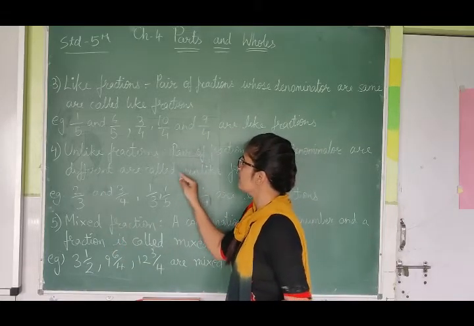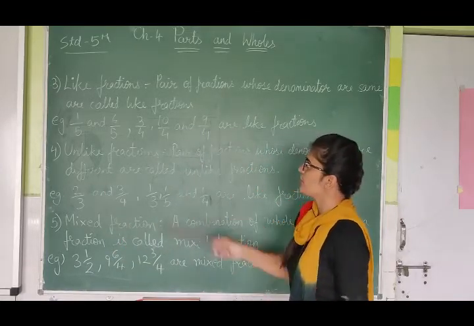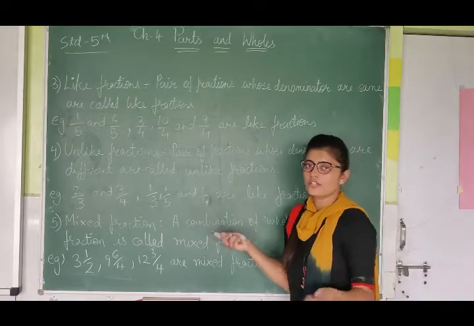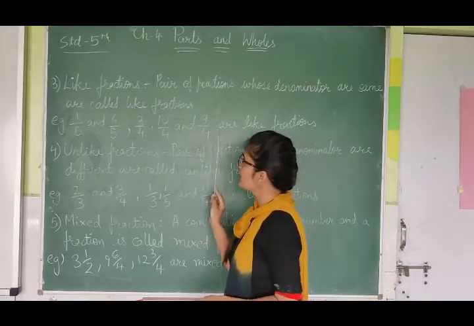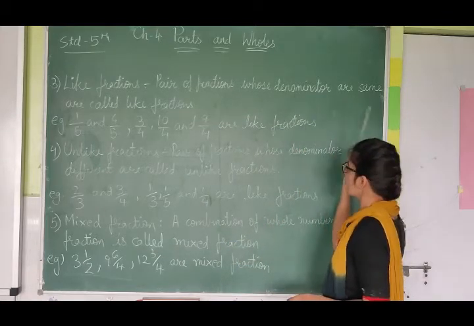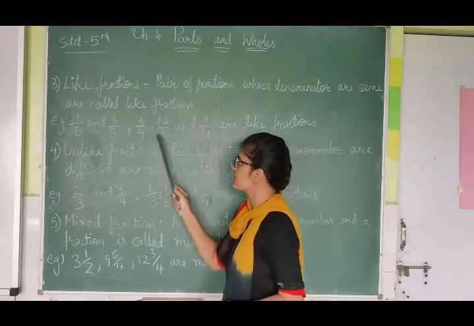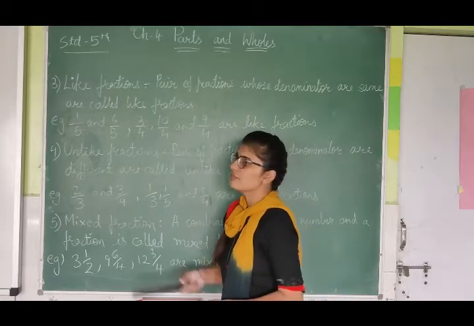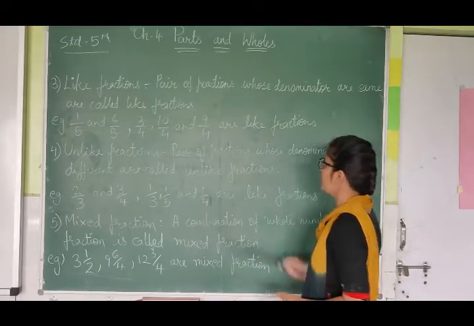Another pair is 3 by 4, 10 by 4 and 9 by 4. Now in a pair there can be 2 or 3 or 4, any number of fractions there can be, and the condition is that the denominator should be the same. Here you can see 4 is the denominator in all the 3 fractions. So these are the examples of like fractions.